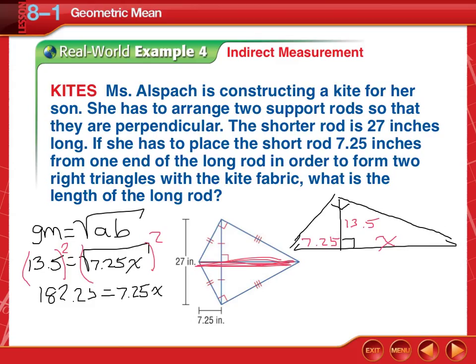And if I divide 182 1/4 by 7 1/4, I get x. Oops, I get x roughly equaling 25, a little bit over 25 inches. So the entire length here of the long rod then would be 25 1/10 inches.